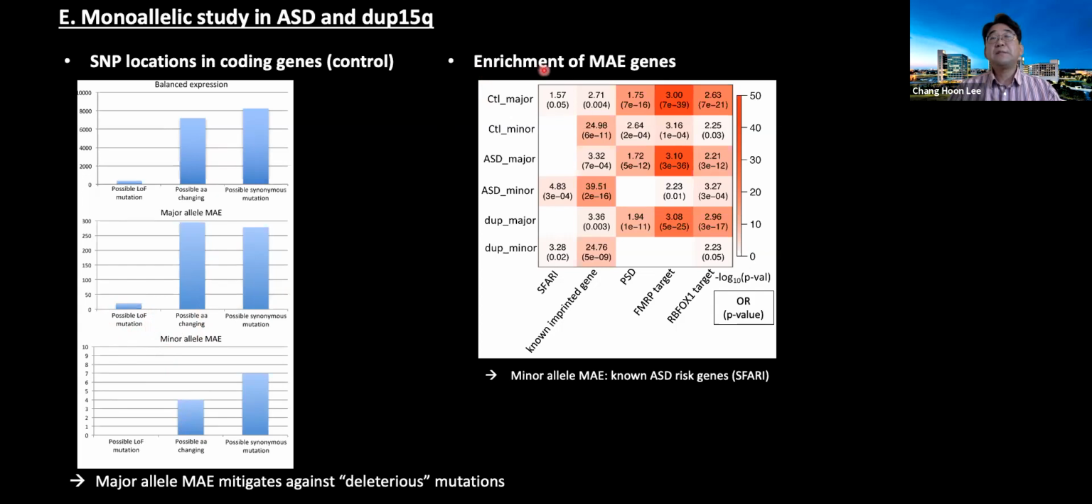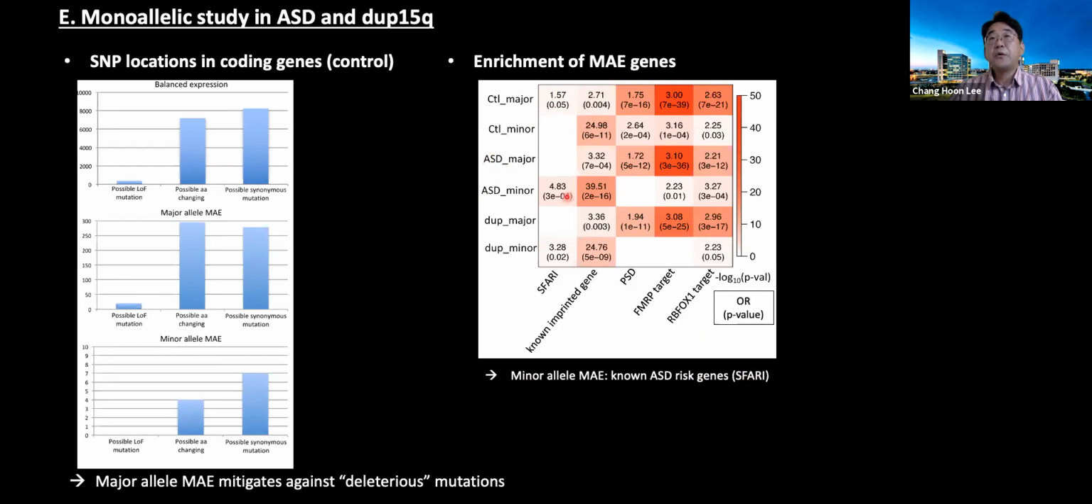Also, when I did the enrichment study with the monoallelic expression genes, in control, the major allele monoallelic expression shows high enrichment with the SFARI genes as well as other risk genes. SFARI is a well-known risk gene set, and many patients share the mutations. But in ASD patients, this enrichment is shifted to minor, meaning the ASD risk genes can have mutations, and the expression is not mitigated at all.